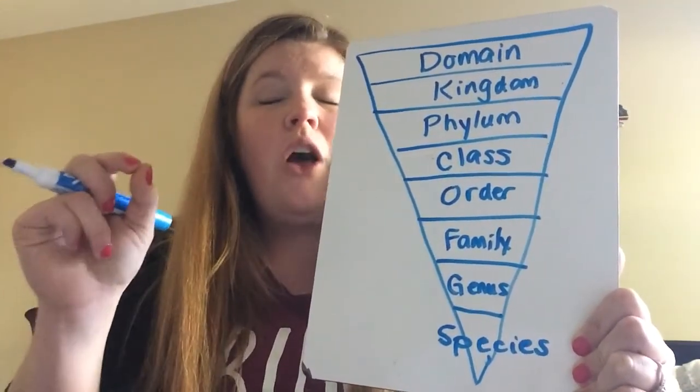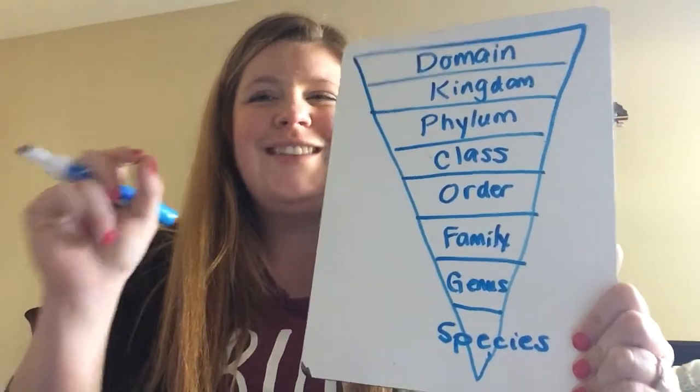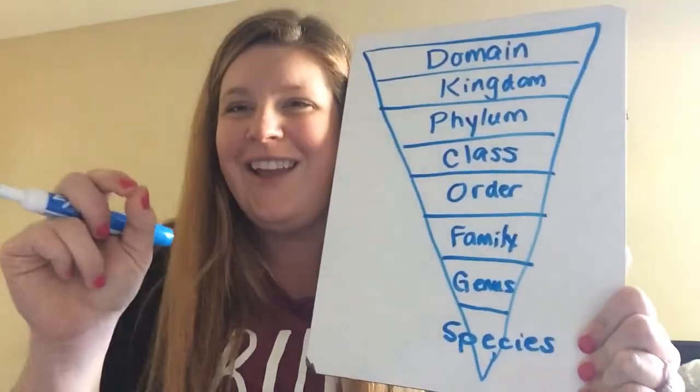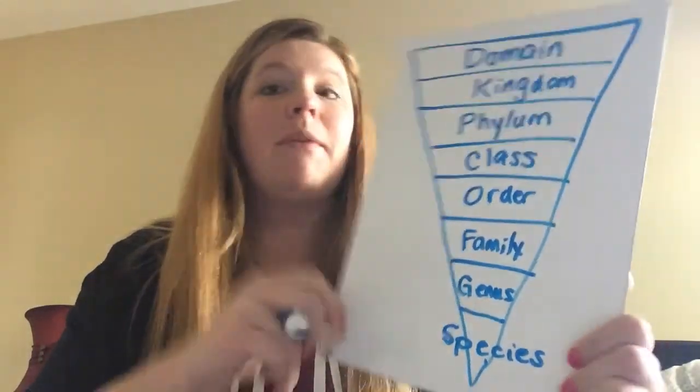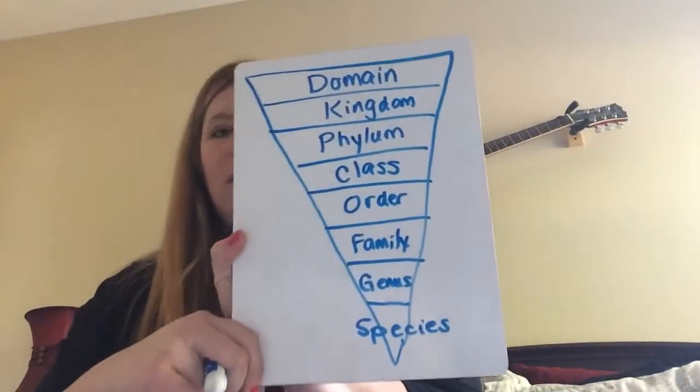So Homo sapiens is how we say human in our genus and species form, because that's what we're known as, human beings. Now, how do I remember this order?